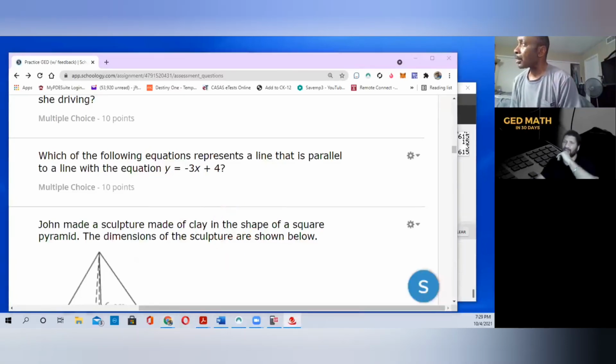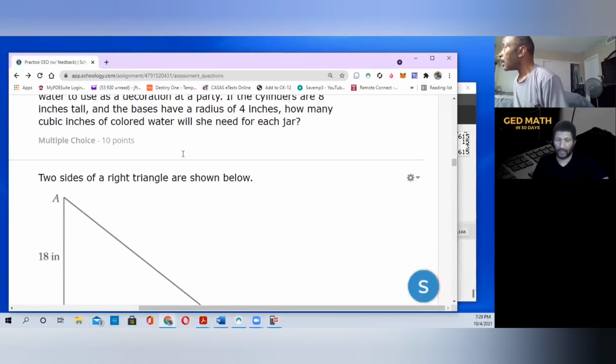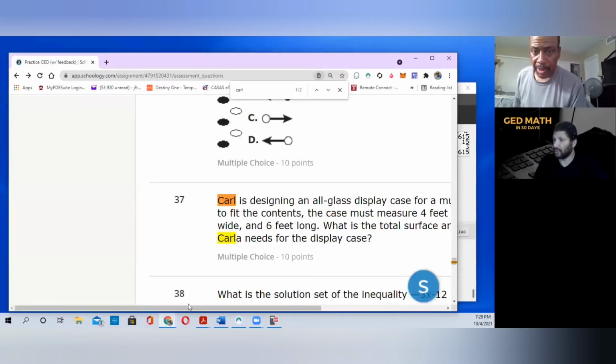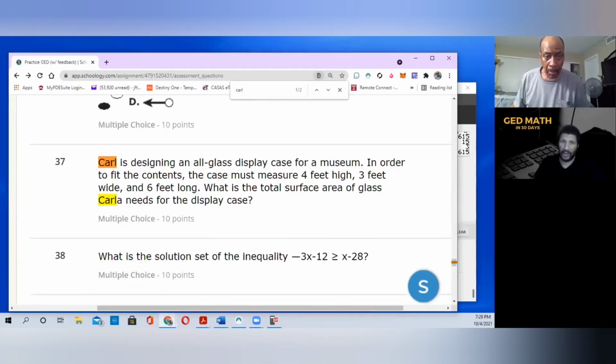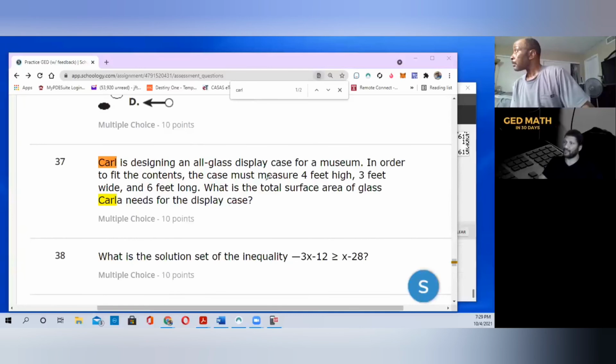Carl is designing an all glass display case. Carl, see? Surface area. Okay. Say right here, what you're going to do is identify, Carl designed an all glass display case for a museum. In order to fit the constants, the case must measure 4 feet high, 3 feet wide, and 6 feet long. What is the total surface area of glass Carl needs for display?